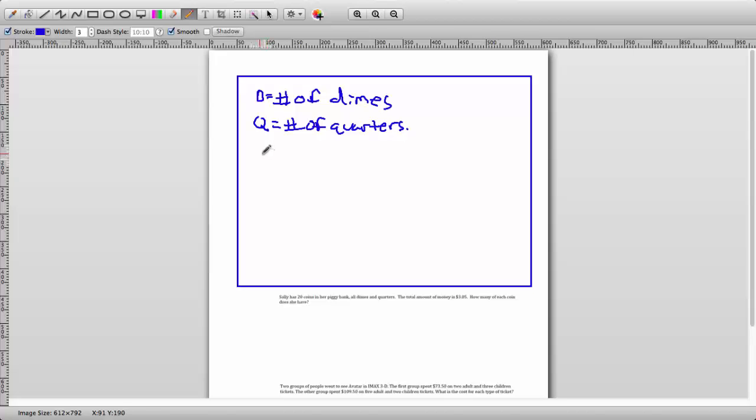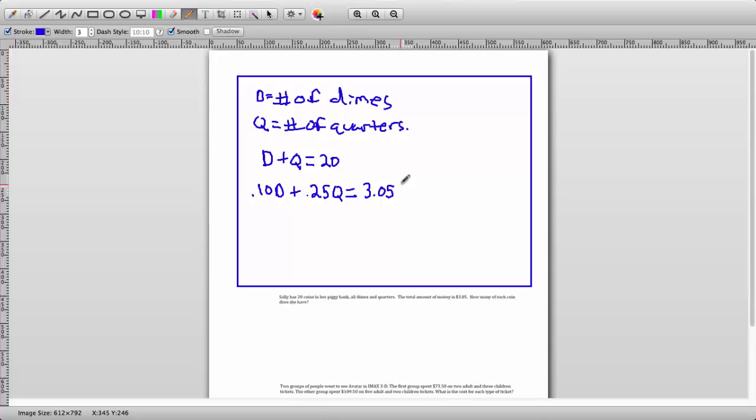She has a total of 20 coins, therefore D plus Q is 20. Alright, the total money is $3.05. Well, dimes are worth 10 cents, so 0.10 times our dimes, plus 0.25 times our quarters will be equal to a total of $3.05. Now we can again use our calculator.